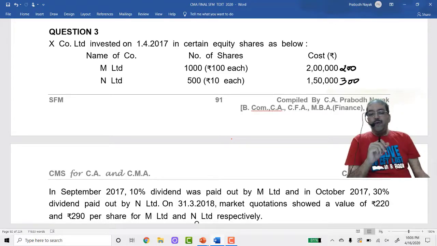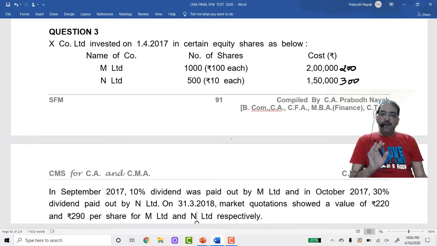So face value may be given to you, but we have purchased it at a higher price. We purchased at the market price. So this is the market price at the beginning of the year. My investment is what I have paid. My investment is not the issue price. My investment is what I have paid.